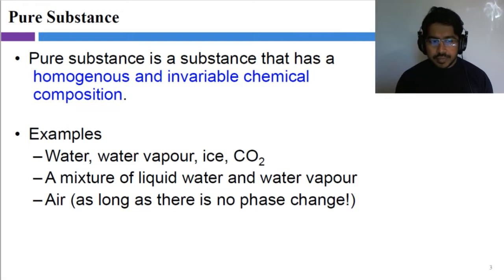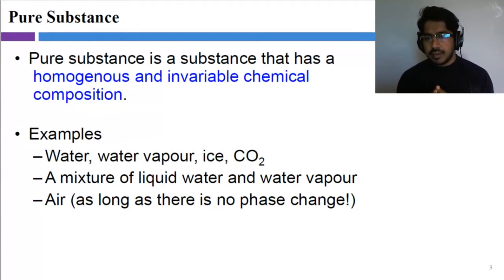But with air, there's a catch. Air is a pure substance as long as there's no phase change. Why is that? Can anybody guess why would that happen? Why air is a pure substance only in gaseous phase? Any ideas? Anybody? Okay, so because the atoms are separate. Yeah, like, so you are getting somewhere closer.